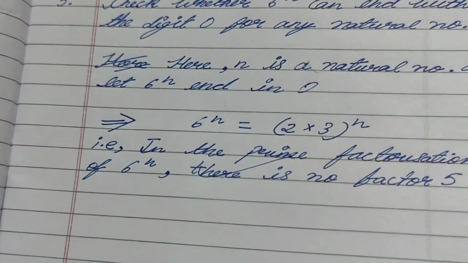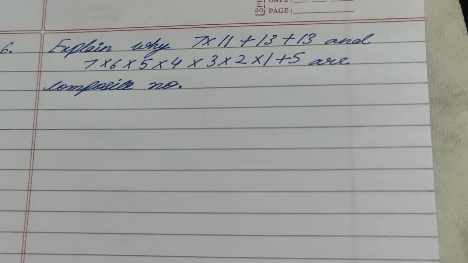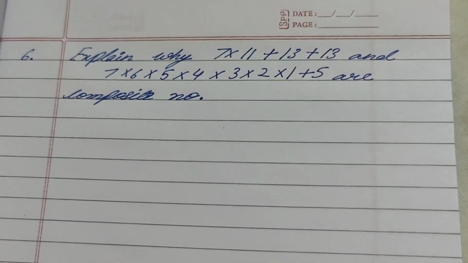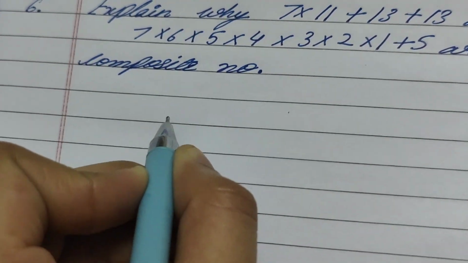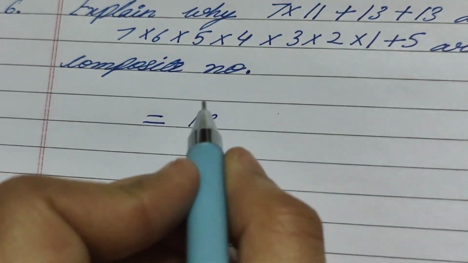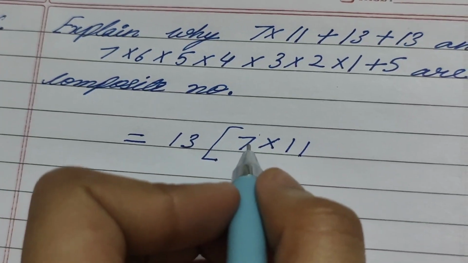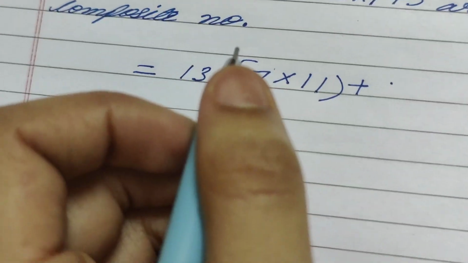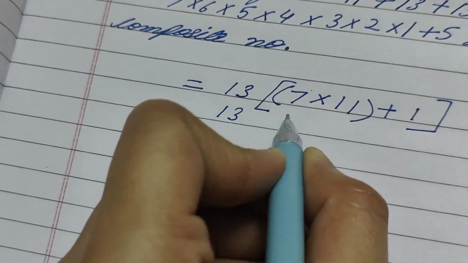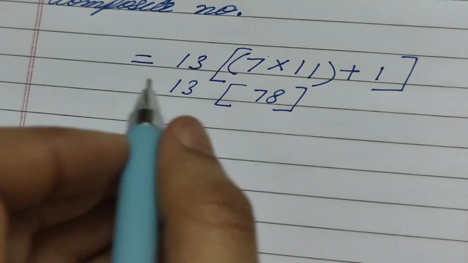So here we are done with the 5th question. Now let's move to the 6th. We have to explain why 7 into 11 into 13 plus 13, and 7 into 6 into 5 into 4 into 3 into 2 into 1 plus 5, are composite numbers. For this, it is very easy. We will take 13 in common because 13 is coming 2 times. So we can take this as common and then write it as 7 into 11, and instead of 13, as we have already taken it as common, we write 1. Then 77 plus 1 is 78. So this will be 78 multiplied by 13. So that is 13 into 78.